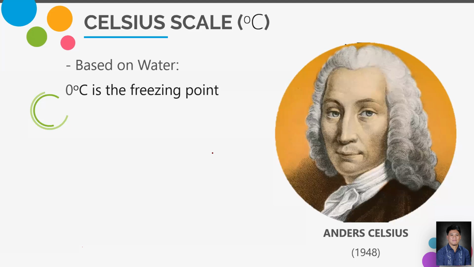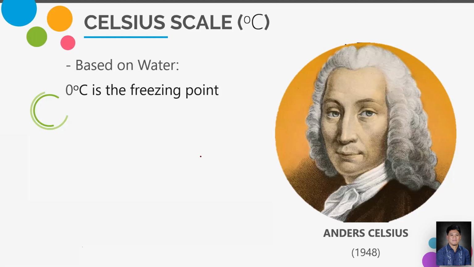Okay, so the freezing point of water, if we base it on the Celsius scale, is 0 degrees Celsius. That doesn't mean that since it is 0, it has no temperature. But in the Celsius scale, 0 degrees Celsius means a very, very cold temperature.